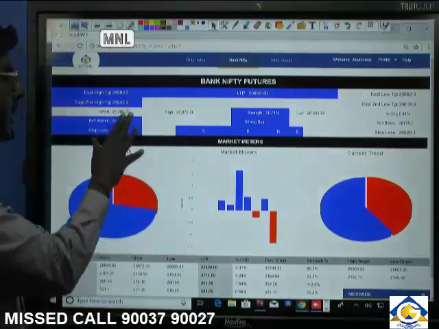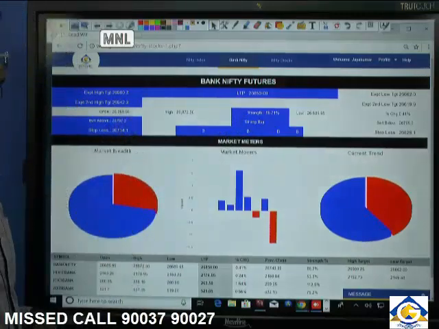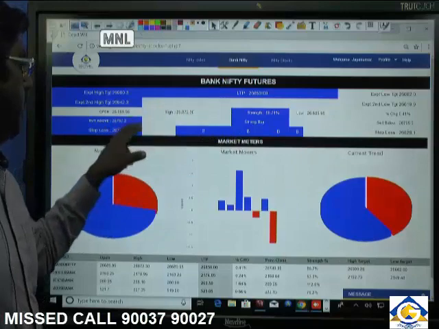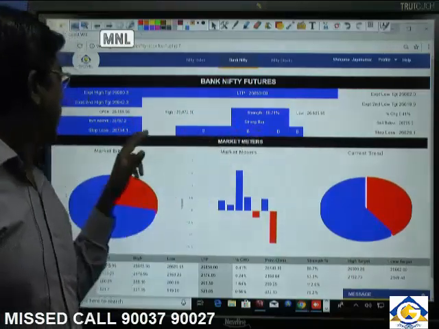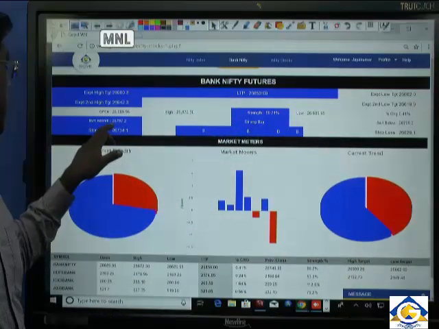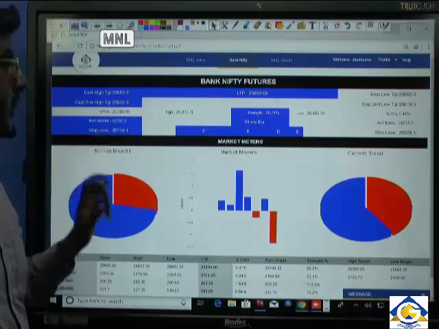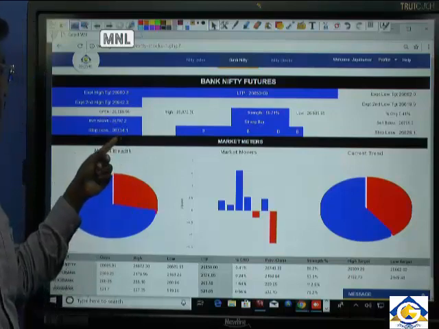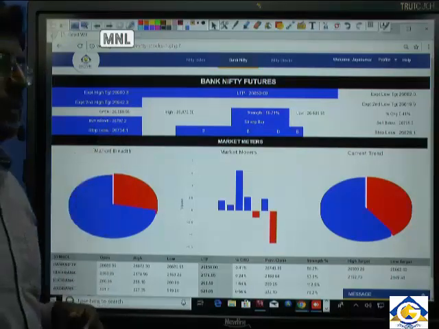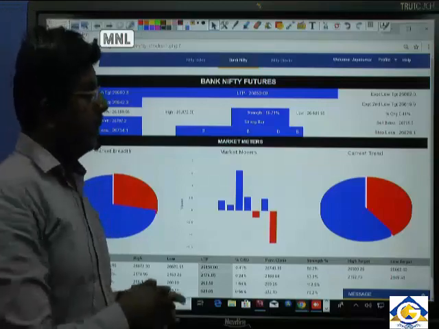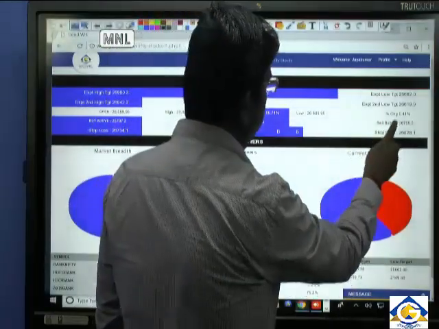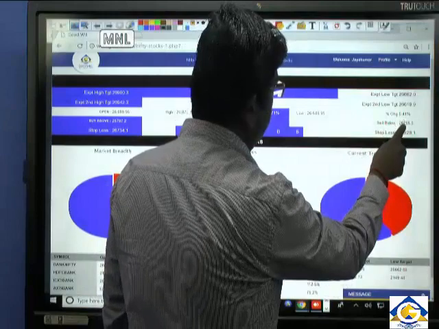You'll be getting target, stop loss, everything. Assume that the client has entered a long position. The entry is 26,797. The stop loss mentioned here is 26,734. So how to trail the stop loss? Trailing the stop loss is nothing but the sell below. You have to see the sell below.